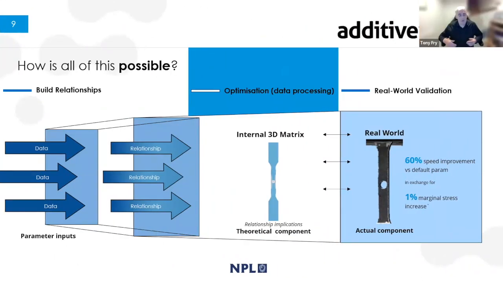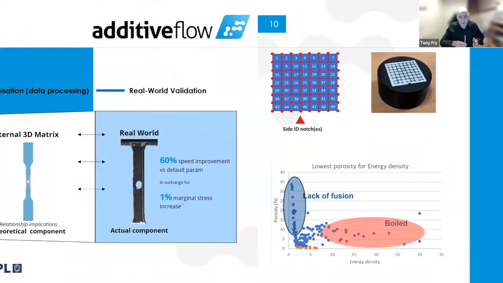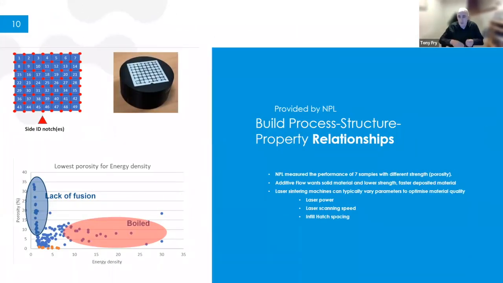Yeah, perfect. So what I want to talk through is the workflow process that we followed and we developed alongside Additive Flow. So really, it was all about generating the data and then passing it through the Additive Flow software to generate the optimized solution at the end and then validate that. So to start that process off, what we did was using the grid array sample you see in the top left-hand corner of the slide here, we were able to print or have printed a number of different processing conditions within that sample.